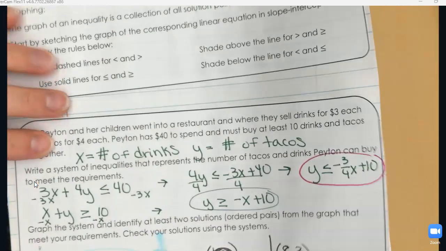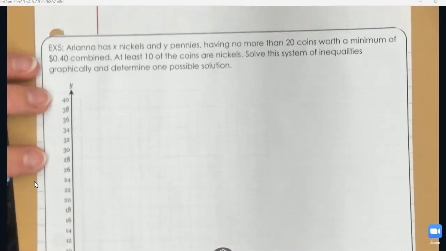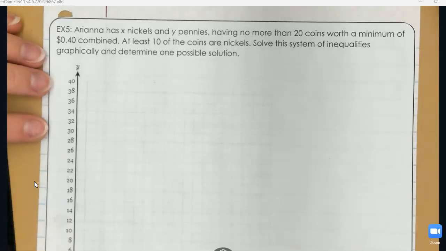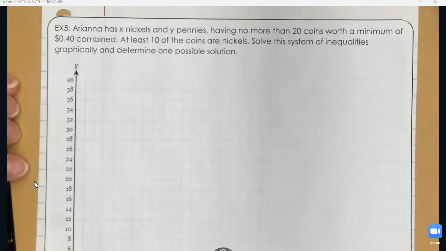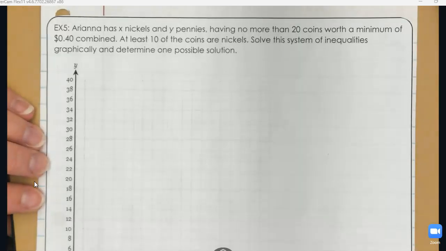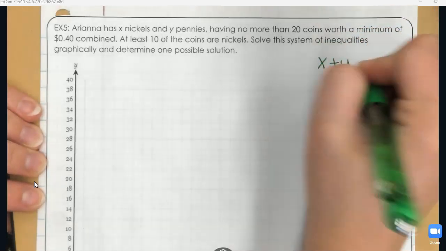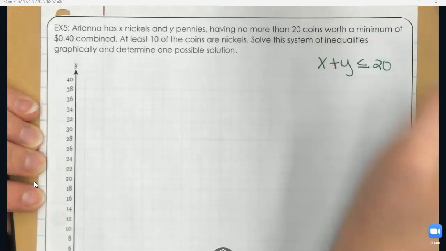Okay, we are going to do one more example. Ariana has X nickels and Y pennies, so our variables are already defined for us here. And having no more than 20 coins worth a minimum of 40 cents combined, at least 10 of the coins are nickels. Solve the system of inequalities. So together she has no more than 20 coins. So that means X plus Y has to be less than or equal to 20.